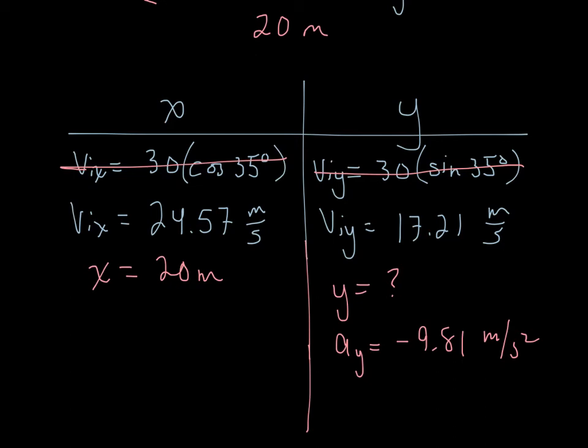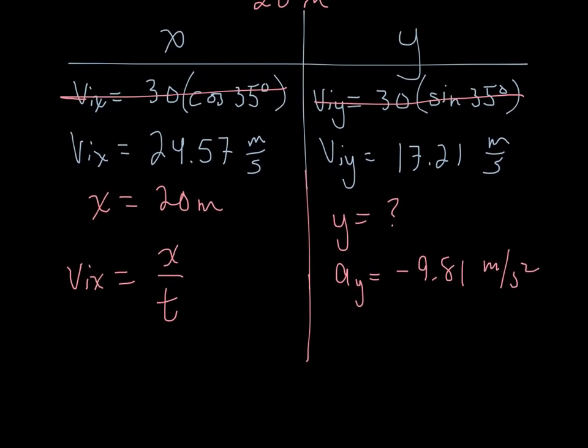So I know VIX, I know X. What can I figure out then in the X direction? I can figure out time. Again, look in the X direction in this problem. I know VIX, it's right here. I know X, it's right here. Plug them in these two spots and find time. Or to find time, just remember switch.